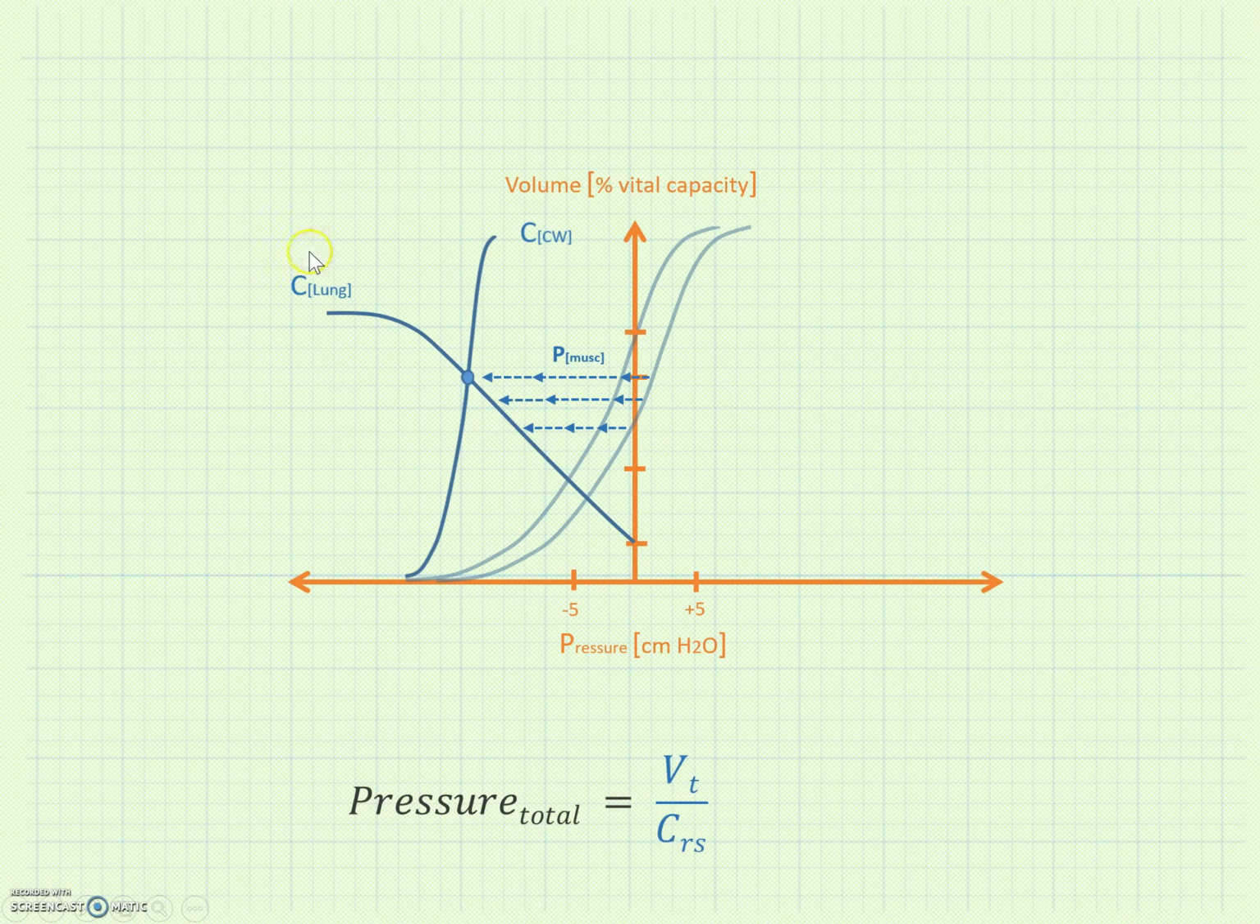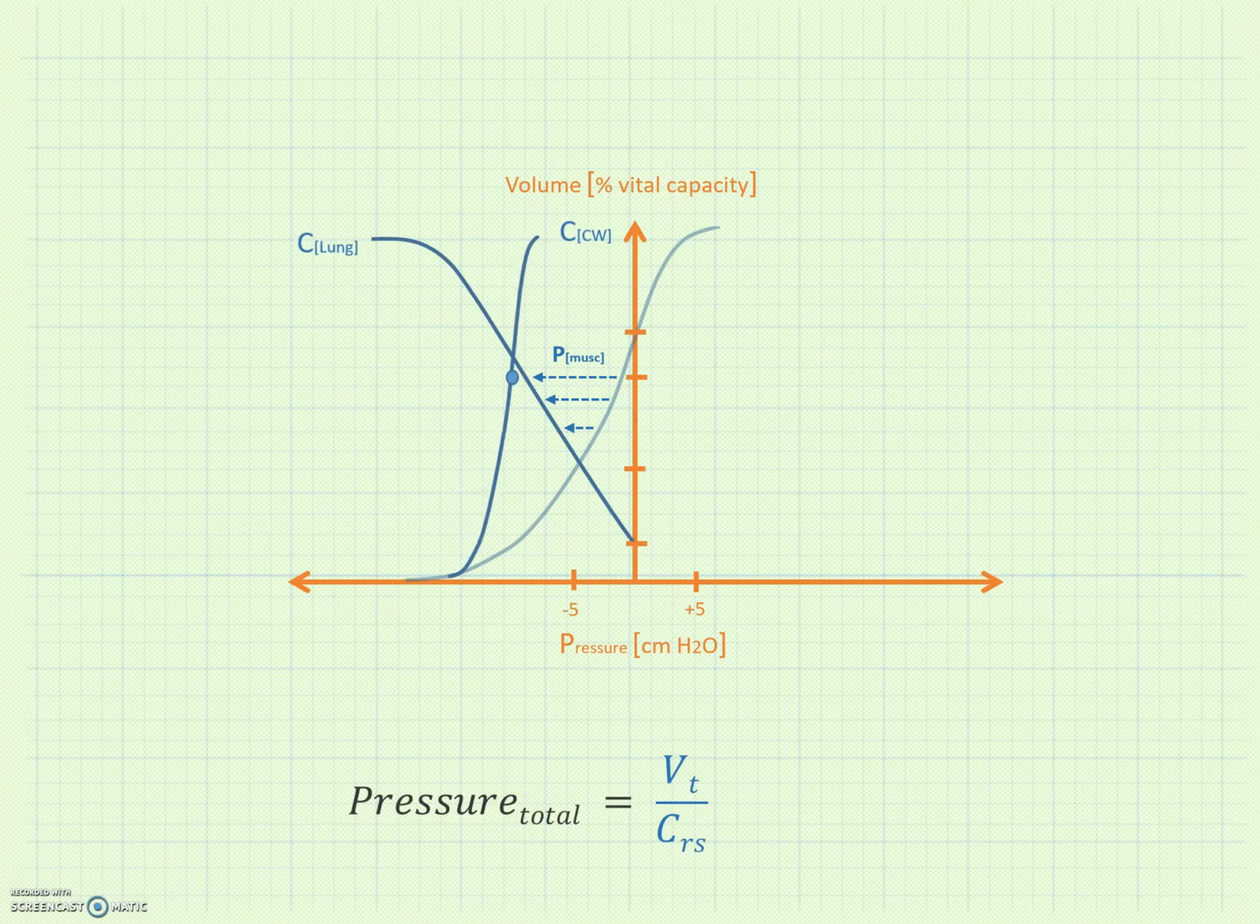So you can see that a decrease in the lung compliance, in the chest wall compliance, or both, increases the amount of pressure required to generate a certain volume. So let's go back to our baseline situation at end inspiration.